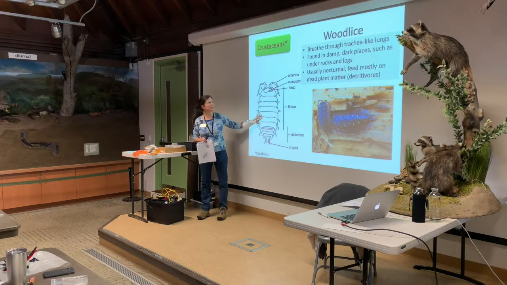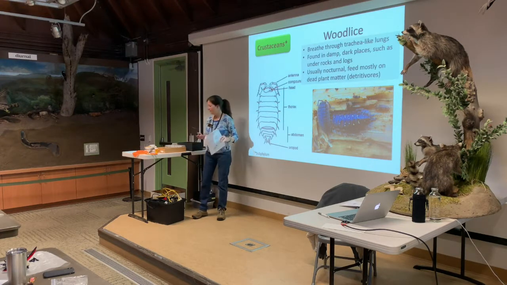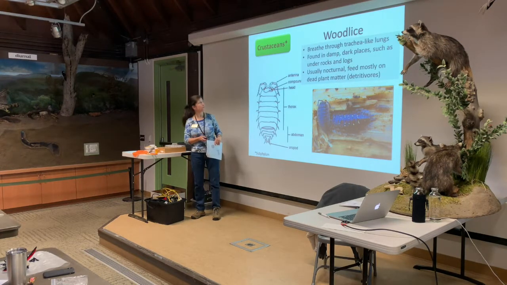So they're usually nocturnal, feed mostly on dead plant material, detritivores. Find them in damp, dark places, under rocks, in your veggie gardens. And that's pretty much the one that you're going to find.